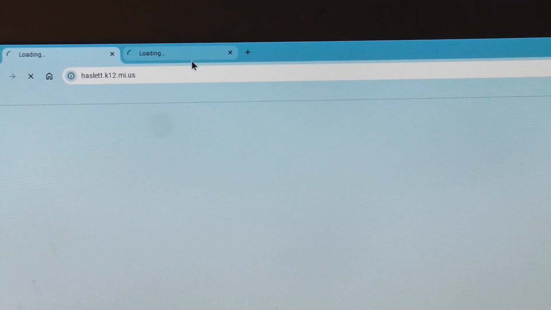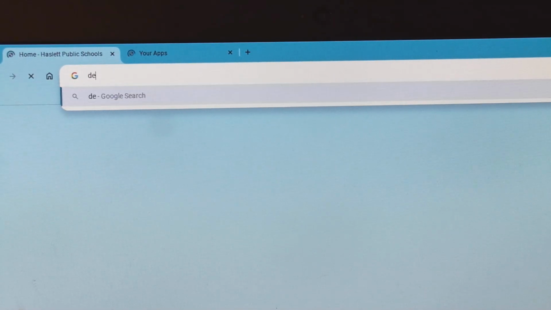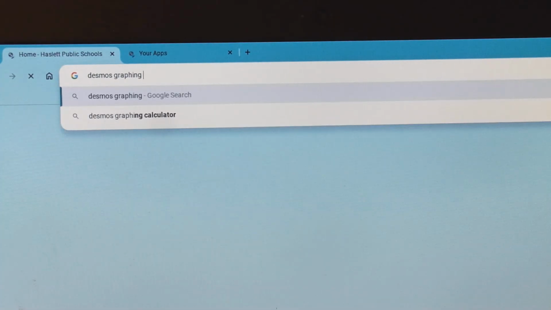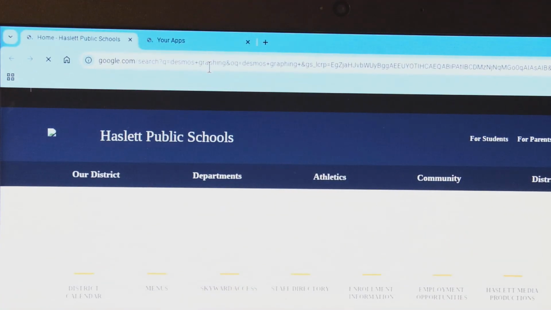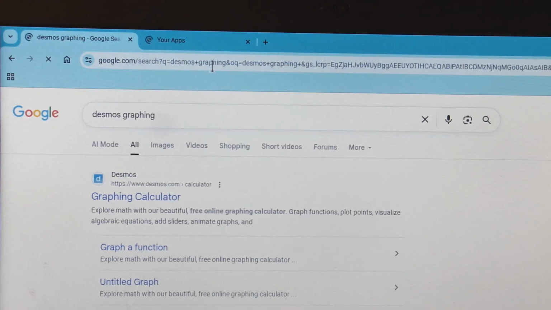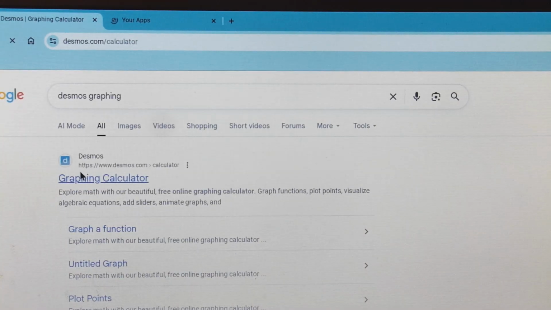Okay. Yeah, I regret my decision for not going to apps, by the way. All right, Desmos Graphing Calculator. And it should be the first, oh, just kidding. There it is. Okay. We got there. It took 5 minutes, but that's okay.